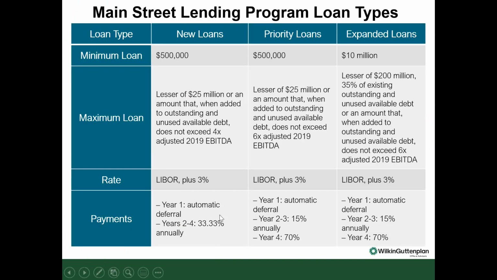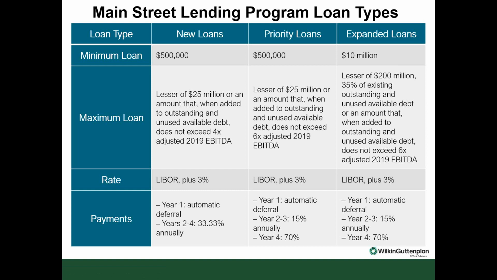So the next slide, this is laying out for folks, and I believe these slide decks will be available, so I'm not going to go through every element on here. It's a bit of a crowded slide. As I understand it, this slide deck will be available for you folks to obtain after this session. Basically, the minimum loan is $500,000. The rate is LIBOR plus 3%, and it's generally speaking a 4-year loan, with the first year being an automatic deferral. You don't pay anything during the first year.